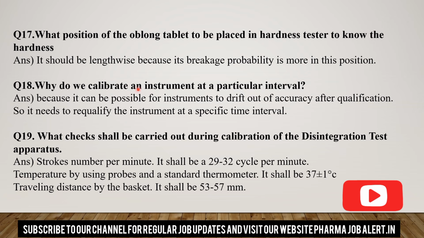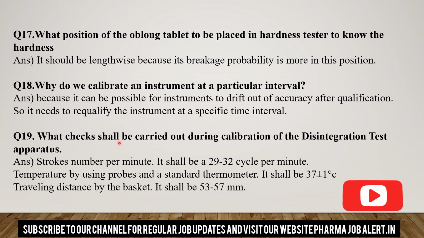So why do we calibrate an instrument at a particular interval? Friends, calibration is very important for the equipment because there is a possibility for the instrument to drift out of accuracy after qualification. So it needs to be requalified at a specific time interval. So calibration is done at particular intervals.